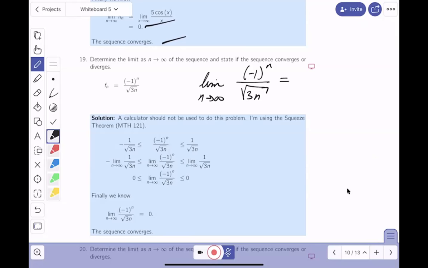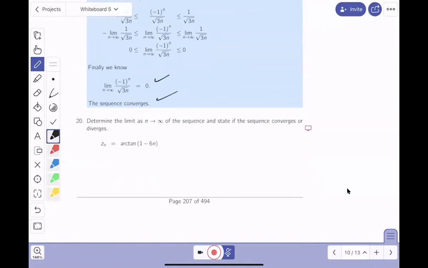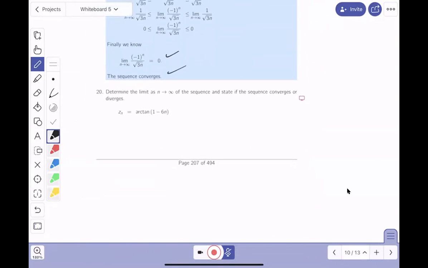All right, let's take a look. Now, what's the top doing? The top, again, is bouncing around between -1 and 1. That's it. It either goes to 1 or -1. It's only those two numbers. That's all it could be. What's the bottom do? Going towards infinity. Well, if you're dividing 1 by infinity or -1 by infinity, it's still going to be 0. All right. What do you get over here? 0. Would I use squeeze theorem? No, you don't have to do it. Sequence converges. All right, let's take a look at this one over here.